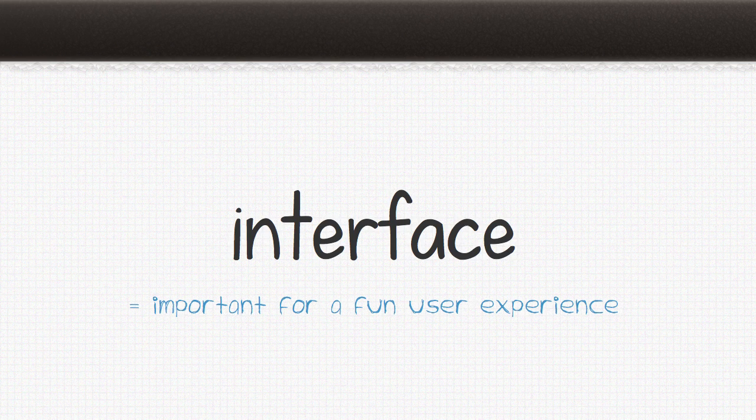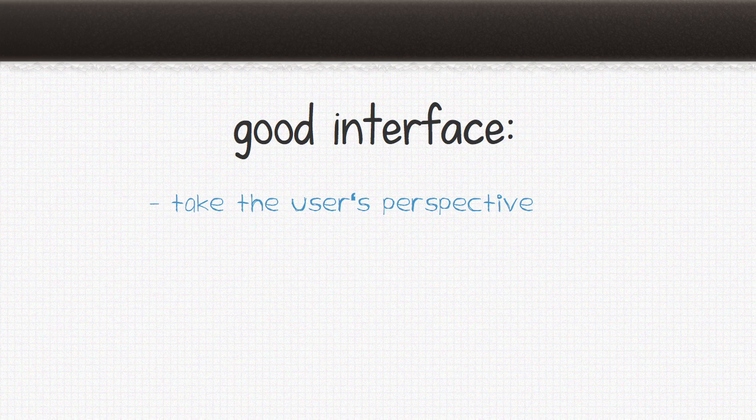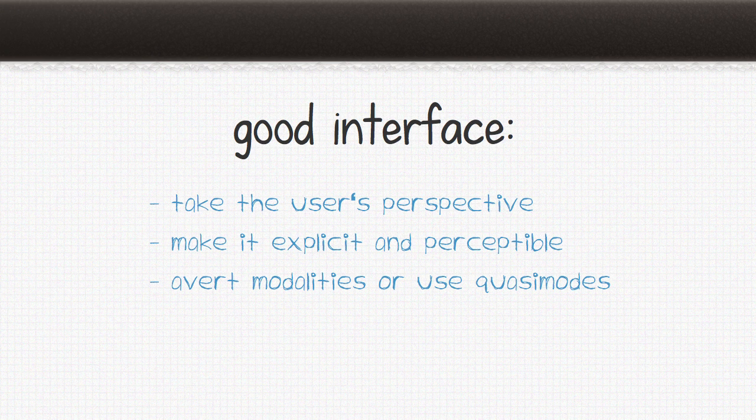The 3D gun in ego shooters shows how important interface and interaction design is to maintain a fun user experience, and that the interface is far more than the GUI. By taking the user's perspective seriously, trying hard to achieve an explicit, perceptible, and quasi-modal interface, and testing a lot, you will succeed in creating a more user-friendly interface, giving your game the ability to provide a user experience your players will be thankful for.